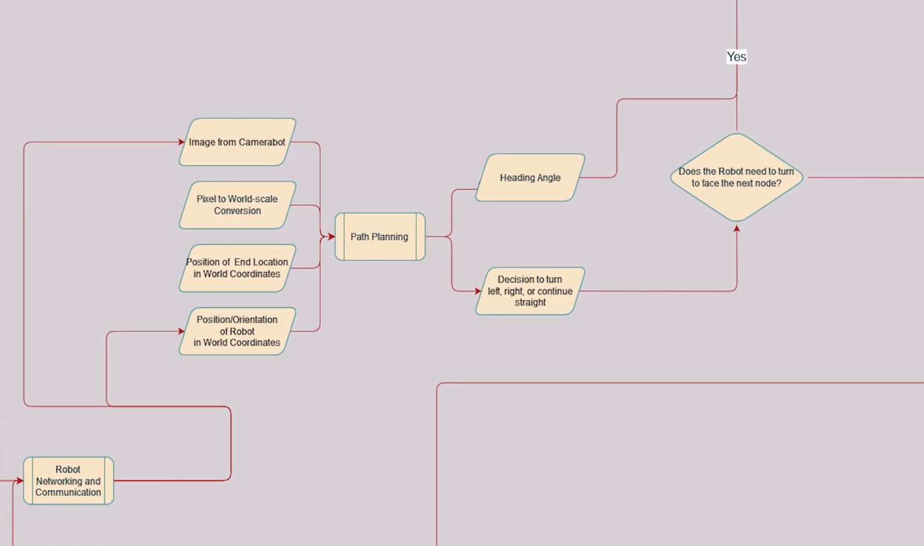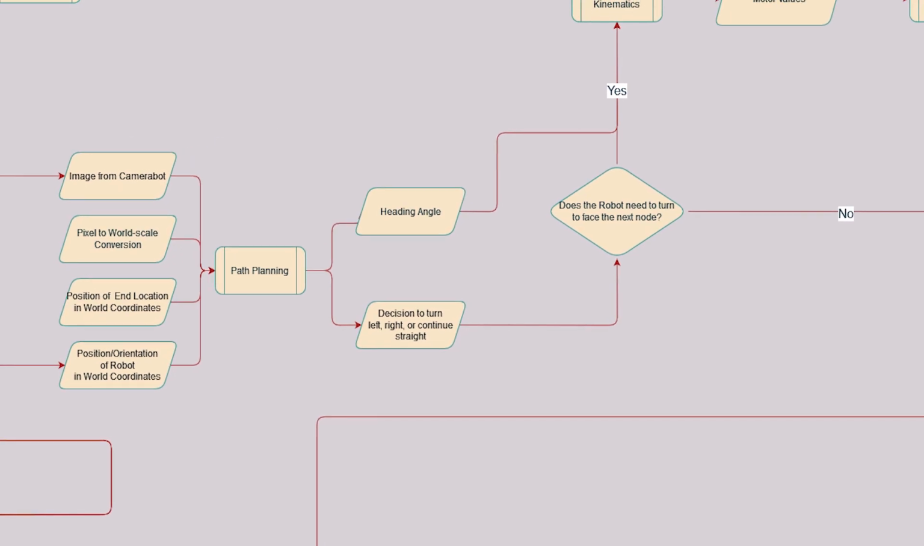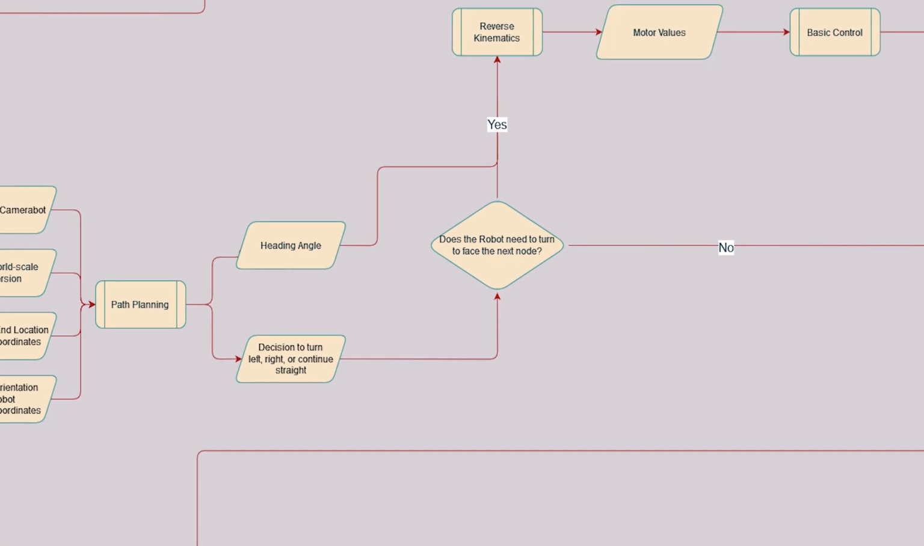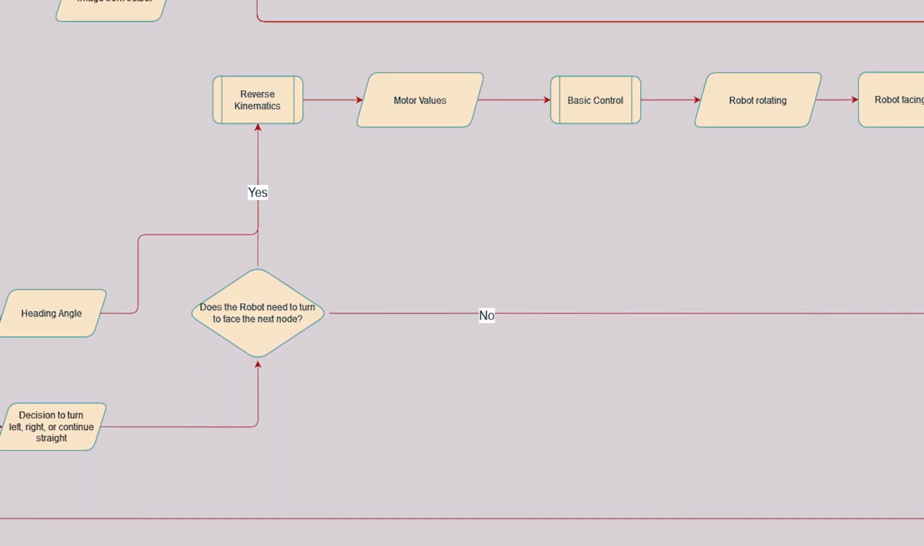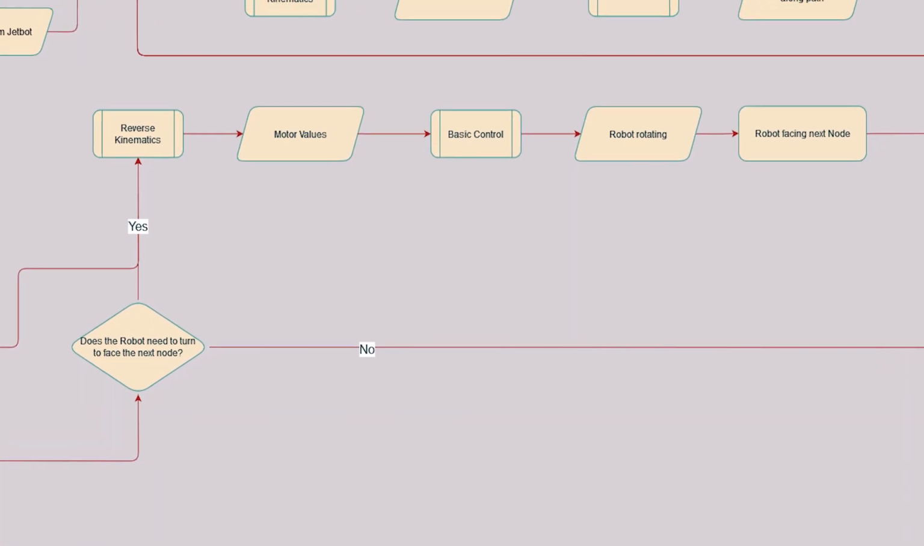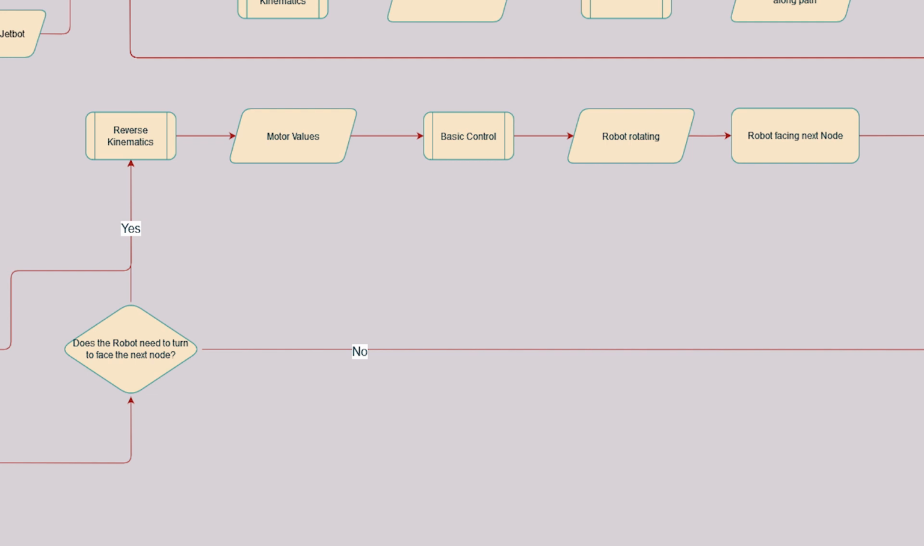If the heading angle isn't straight ahead, the system passes the angle to the reverse kinematics subprogram, outputting the appropriate motor values to turn. These motor values are used by the basic control subprogram to operate the jetbot's motors and turn itself. The reverse kinematics and basic control subprograms were developed in Lab 1 of the UAV module.